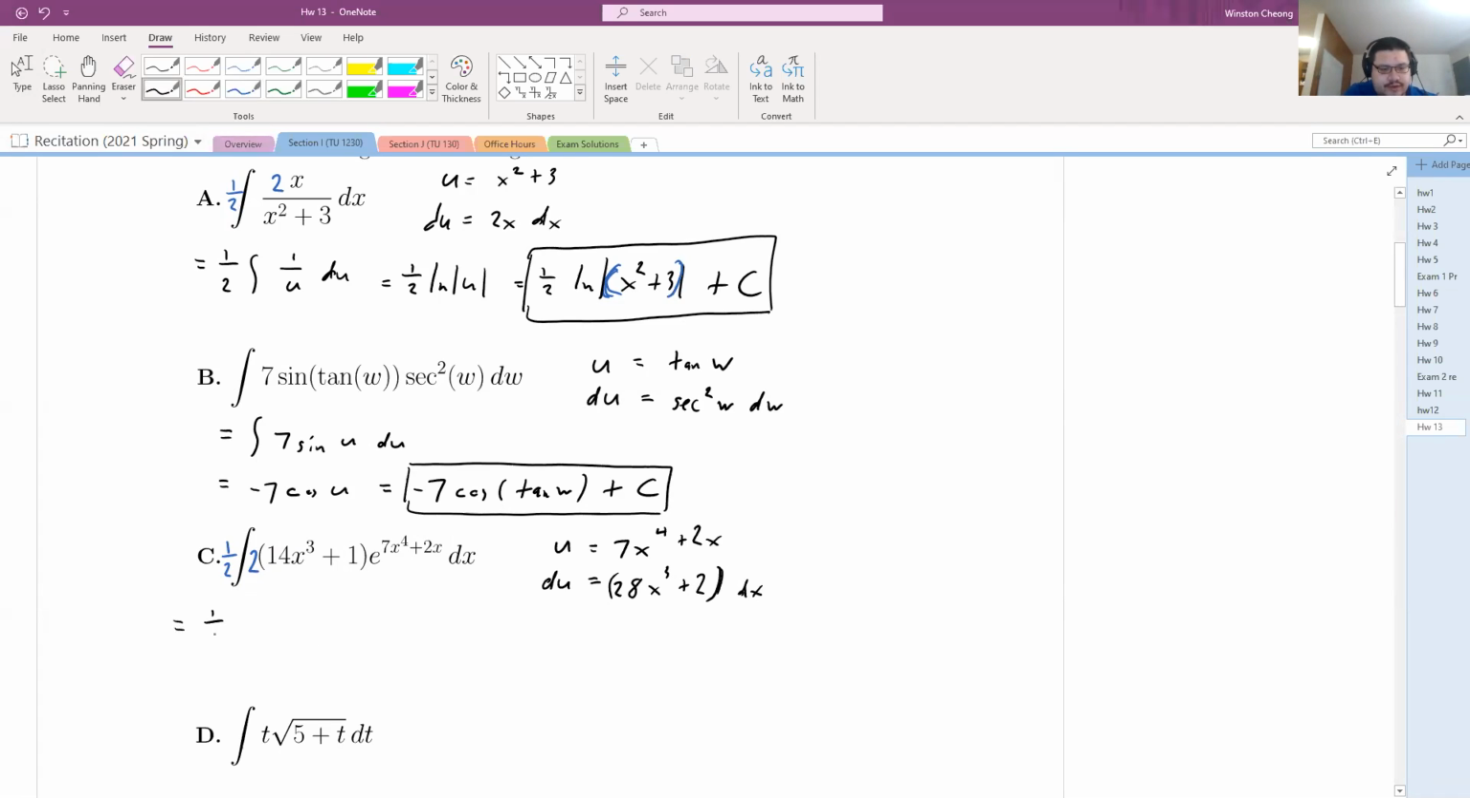Okay. And so now we have a 2 inside of our integral, which then gets collected and gets converted into du. So when we perform the u sub, we have e to the u du. That's the resulting integral. And then we just compute this integral. So e to the u, and then you back substitute e to the 7x to the 4 plus 2x plus a constant. Okay.